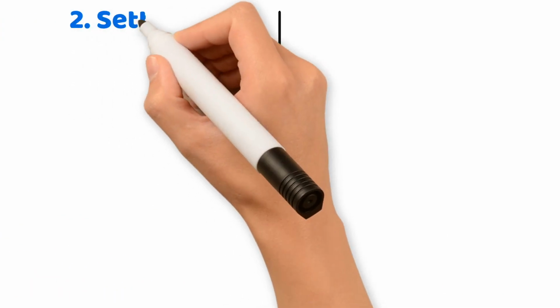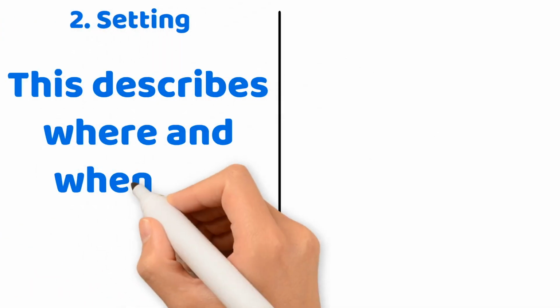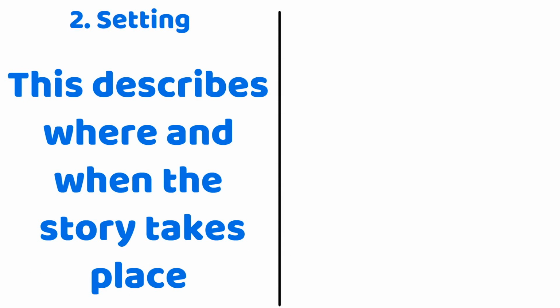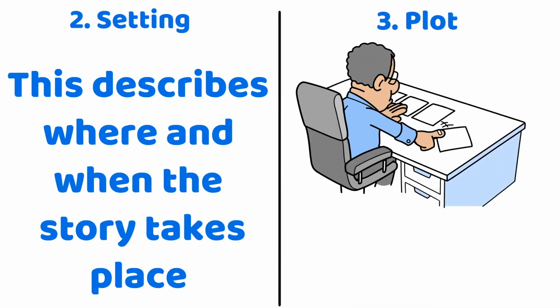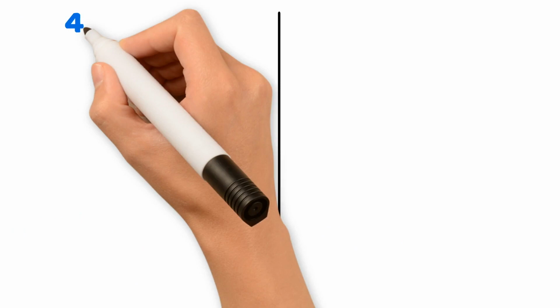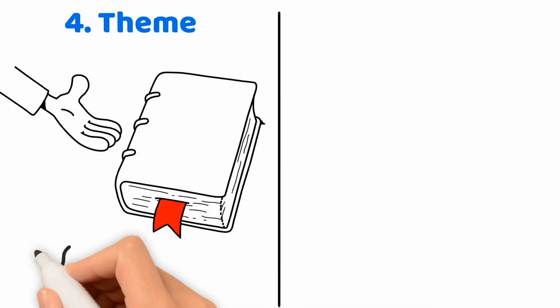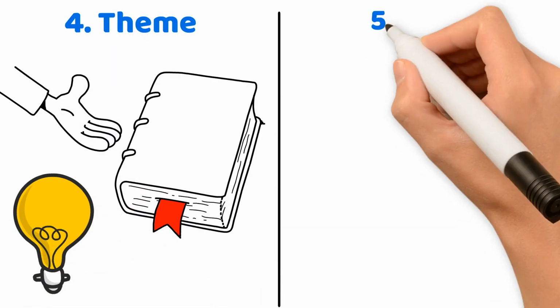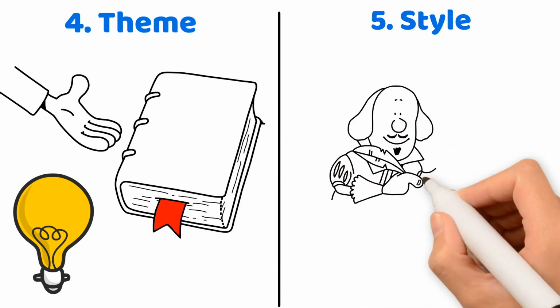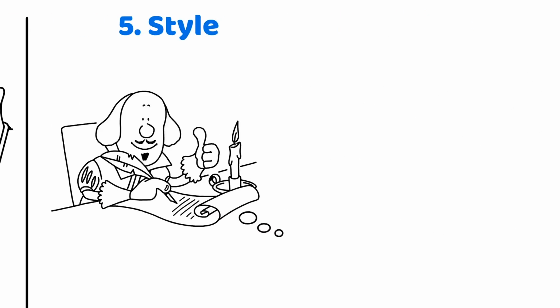2. Setting. This describes where and when the story takes place. 3. Plot. This is the sequence of events that make up a story. 4. Theme. The theme is the underlying message or the big idea of the story. 5. Style. This refers to how the author uses words to create the story.